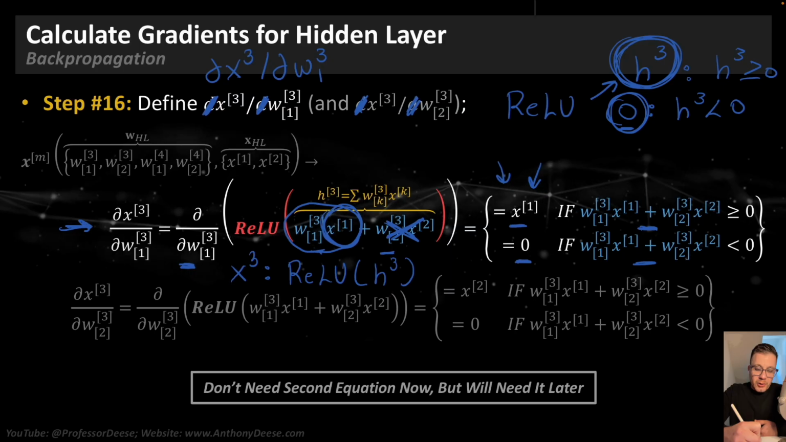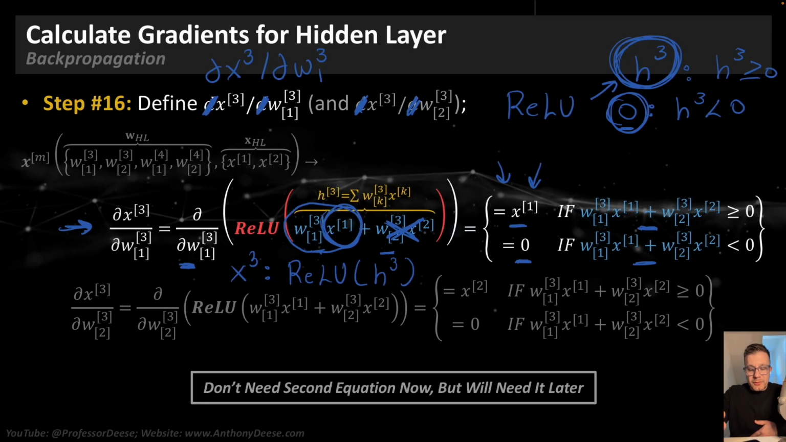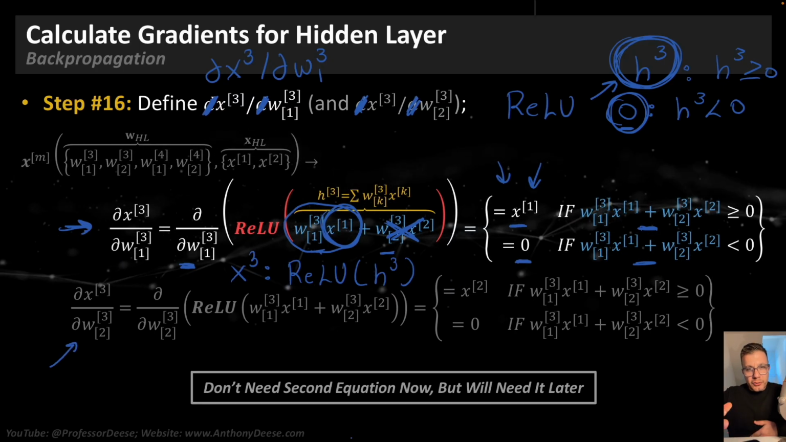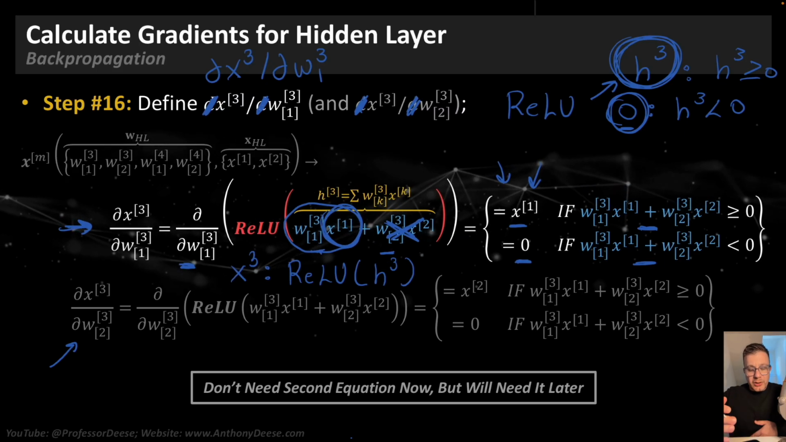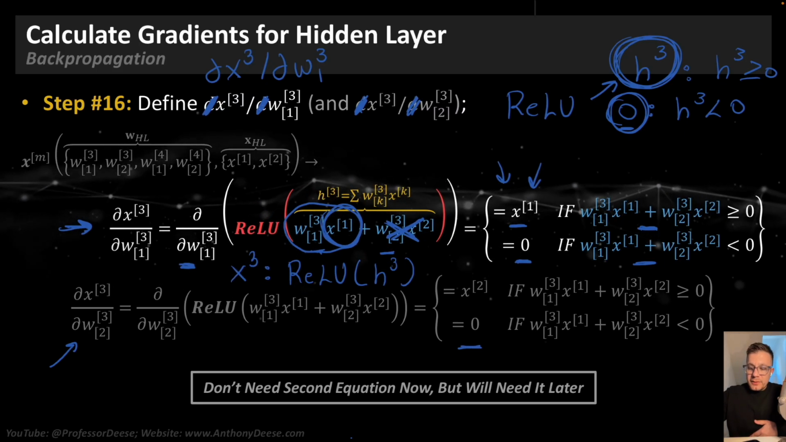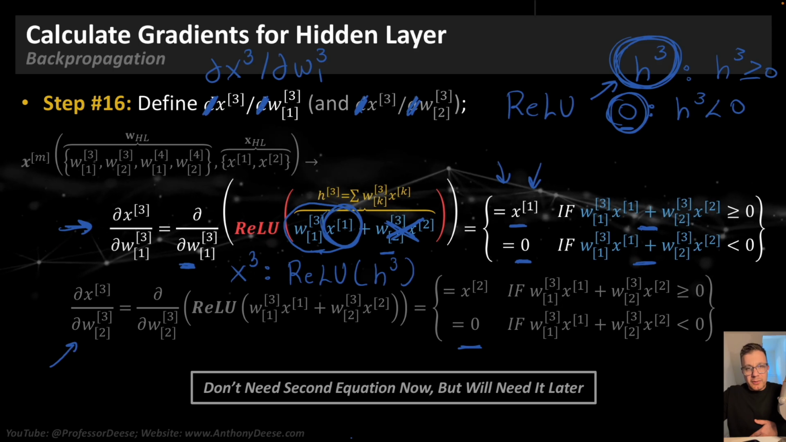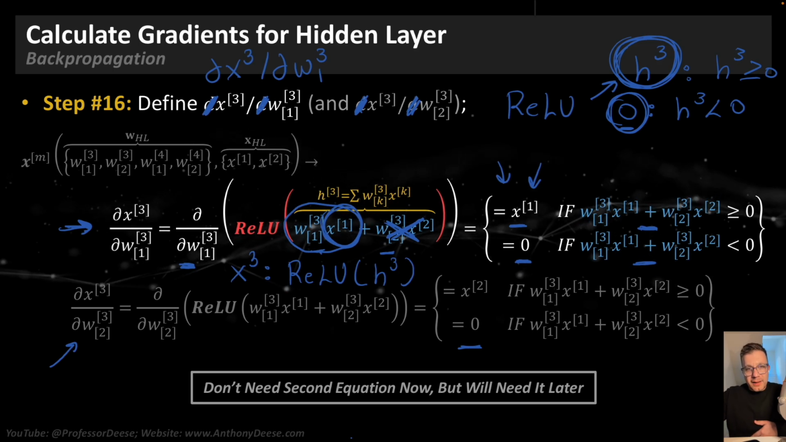So we define this partial derivative of state x3 with respect to synapse weight 1,3. Below it I present the partial derivative of state x3 with respect to synapse weight 2,3. Now we don't need this value yet, but we will need it later when we attempt to generalize this result for all synapse weights in the hidden layer.